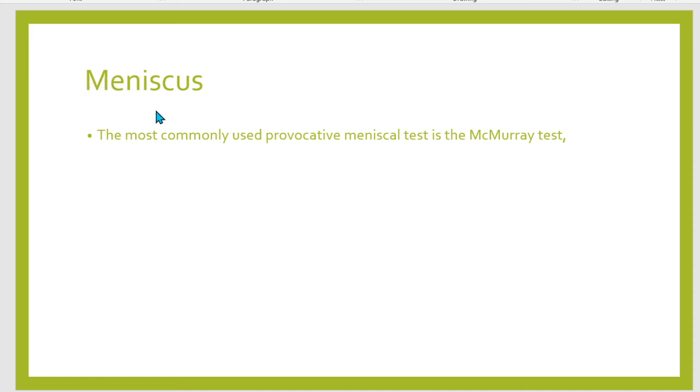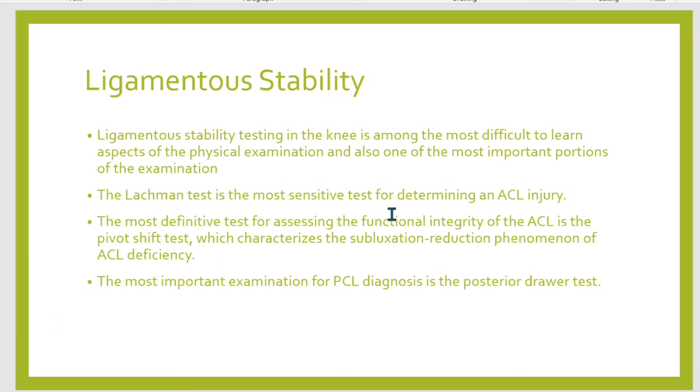So then you have your meniscus. The most commonly used provocative meniscal test is the McMurray. Kabalo naman tayo kung unsa na siya, di ba? Then you have your Apley's, no? Ang McMurray is done in supine, while the Apley's is done in prone with knee flexed at 90 degrees, no?